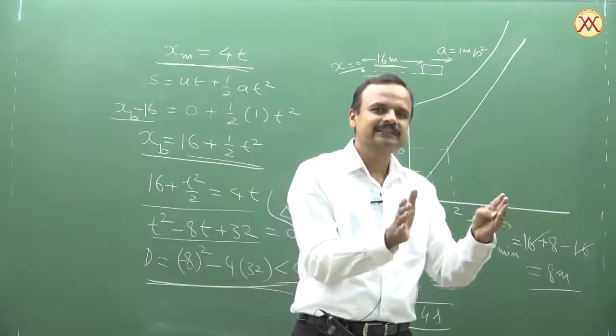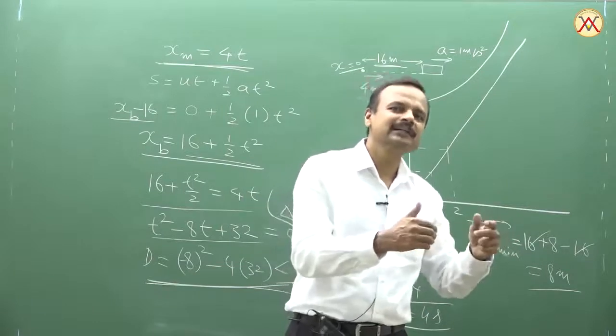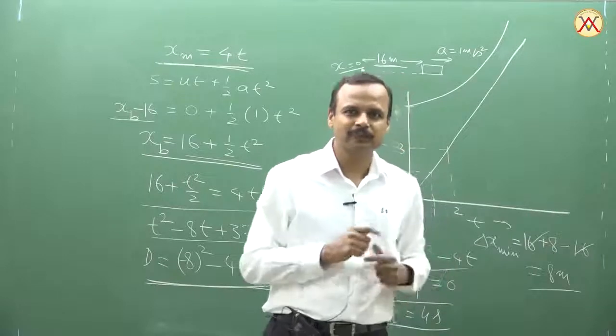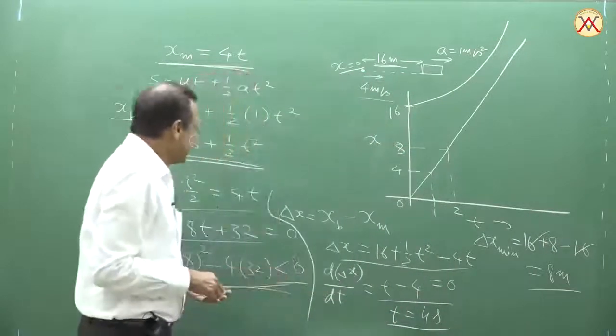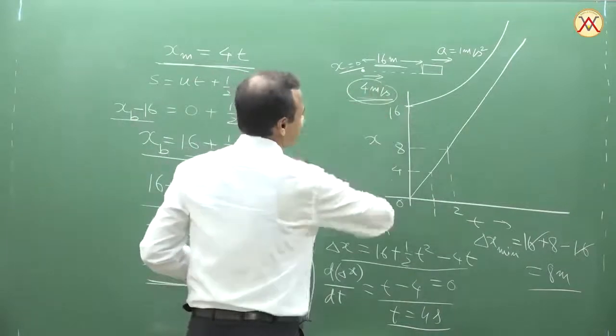At that instant, the separation is minimum, because after that the velocity of the bus becomes greater and the separation starts increasing. So it is minimum at that moment. Now, the velocity of the person is of course constant, 4 meters per second.